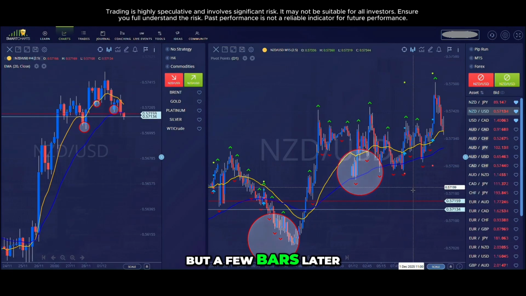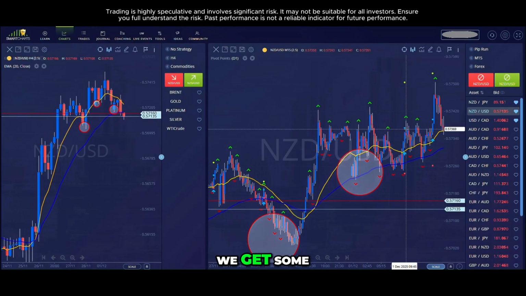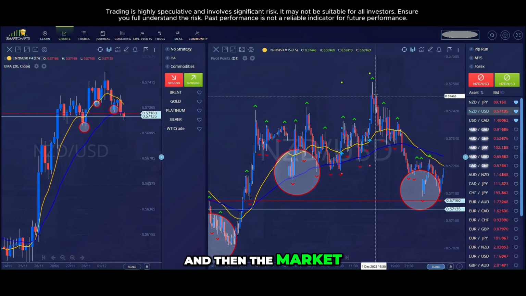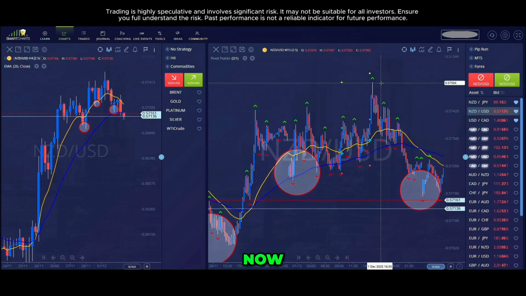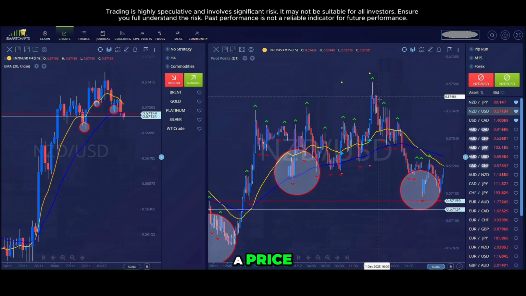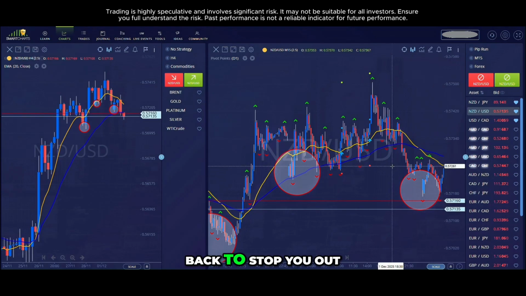But a few bars later, look what we get. We get some buy signals here, 2 buy signals, stop losses here, or use the advanced stop loss, and then the market goes in our direction. Now, something to add. When you see a trade go 90% within your take profit or to your take profit, you've got to ask yourself and discuss with your coach whether it makes sense to watch a price drop all the way back to stop you out. We know that it can happen, and it does happen.